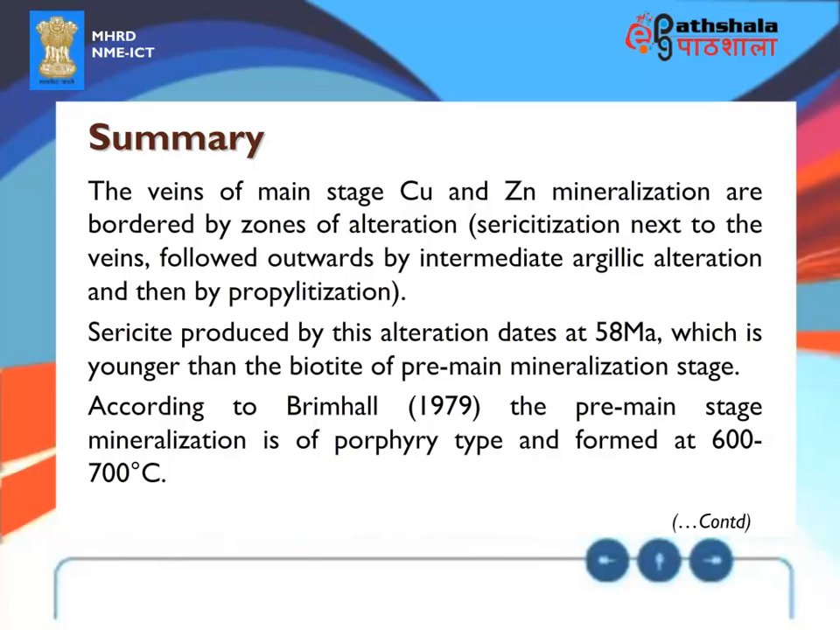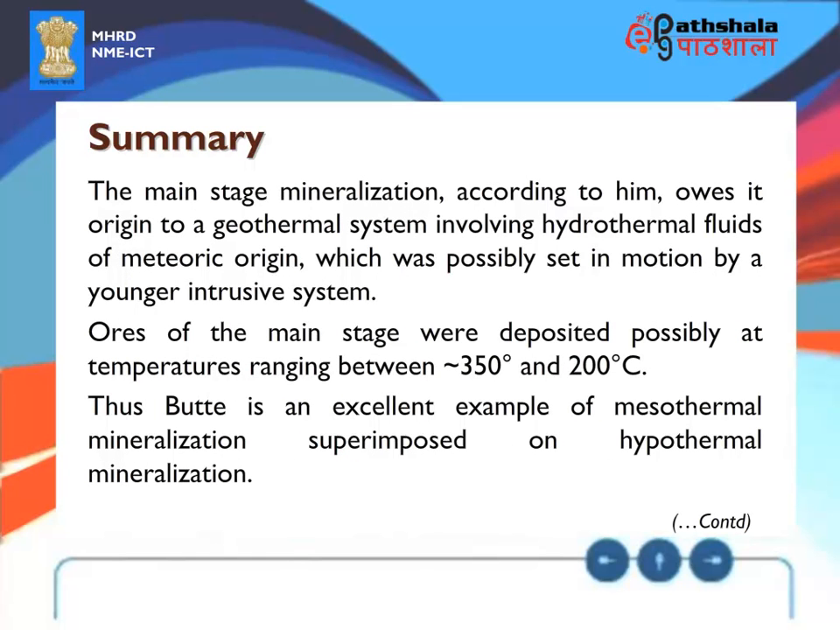According to Brimhall 1979, the pre-main stage mineralization is of porphyry type and formed at 600 to 700 degrees centigrade. The main stage mineralization, according to him, owes its origin to a geothermal system involving hydrothermal fluids of meteoric origin, which was possibly set in motion by a younger intrusive system.